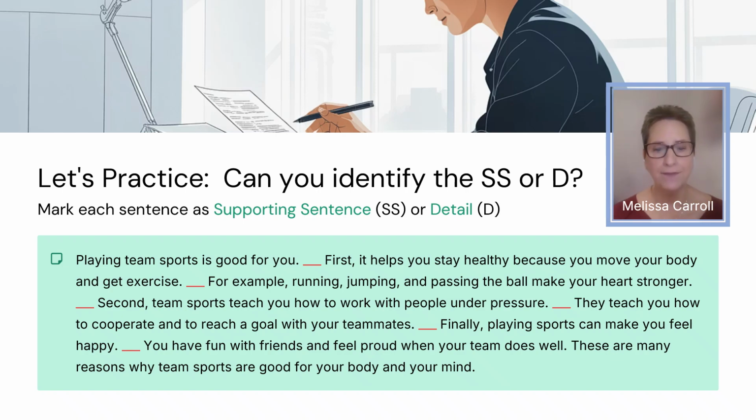Second, team sports teach you how to work with people under pressure. They teach you how to cooperate and to reach a goal with your teammates. That's a detail. Finally, playing sports can make you feel happy. Supporting sentence. You have fun with your friends and you feel proud when your team does well. That explains further your happiness. These are many reasons why team sports are good for your body and your mind.